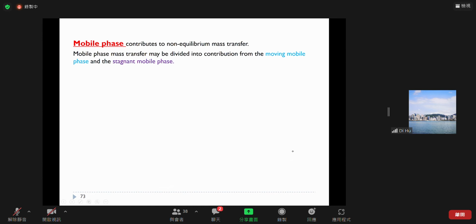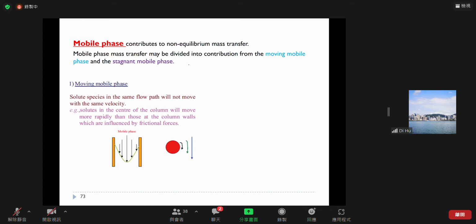So how about the mobile phase? That's the stationary phase; now the mobile phase. Mobile phase transfer may be divided into two categories: one is the moving mobile phase, the other is the stagnant mobile phase. Why is that? Let's look at the moving mobile phase first. Remember, we now have a packed column, so there is some space here. The shaded space is the gap between the packed particles, and your mobile phase flows through the gaps between the particles.